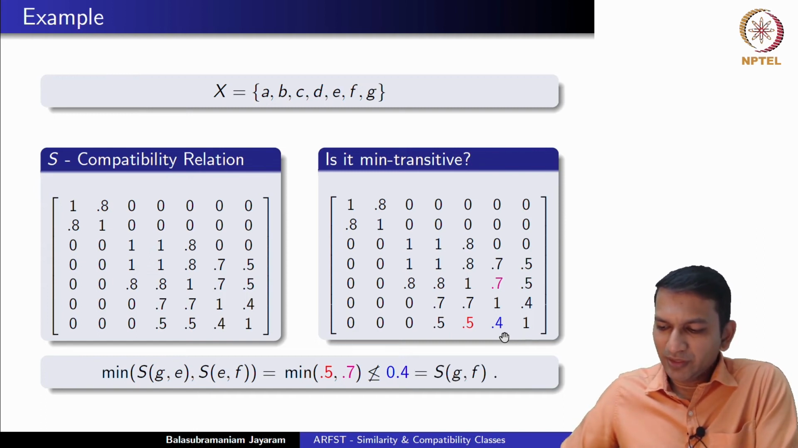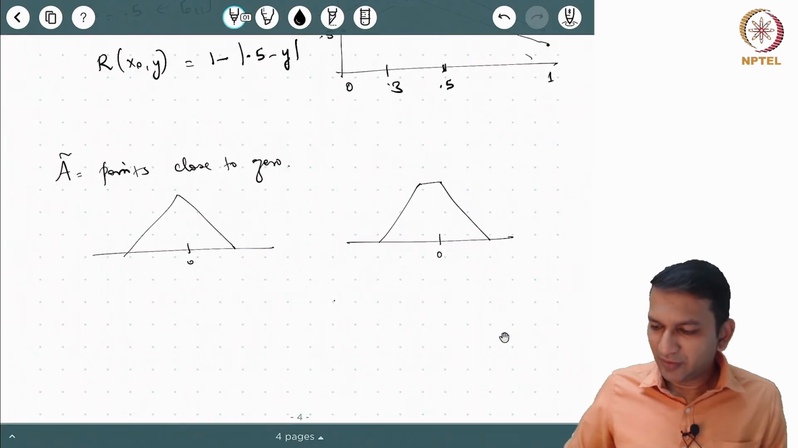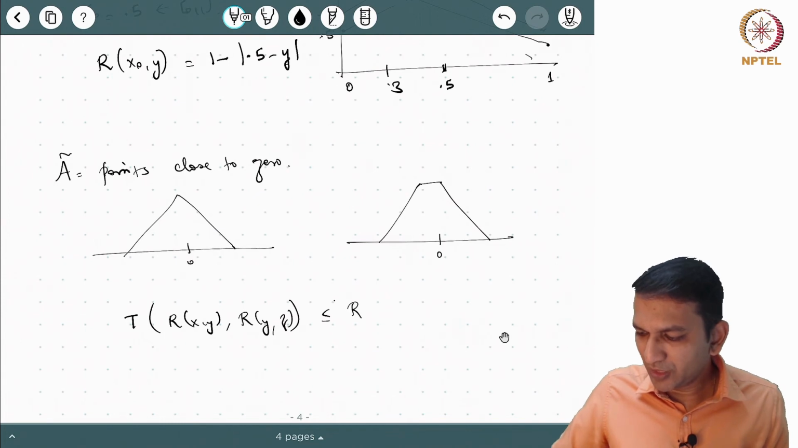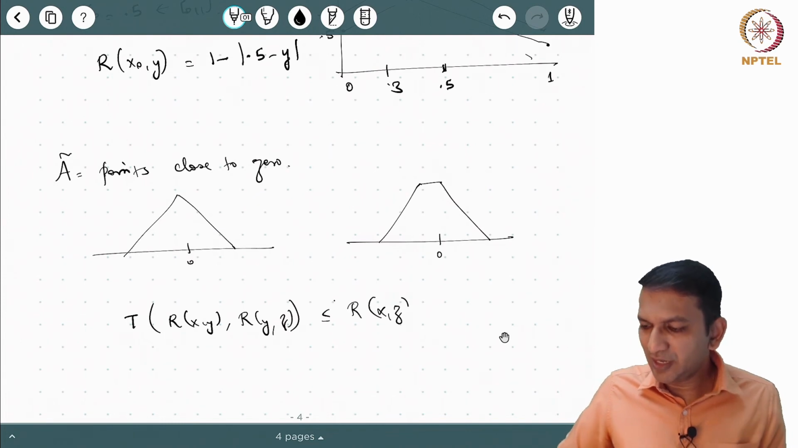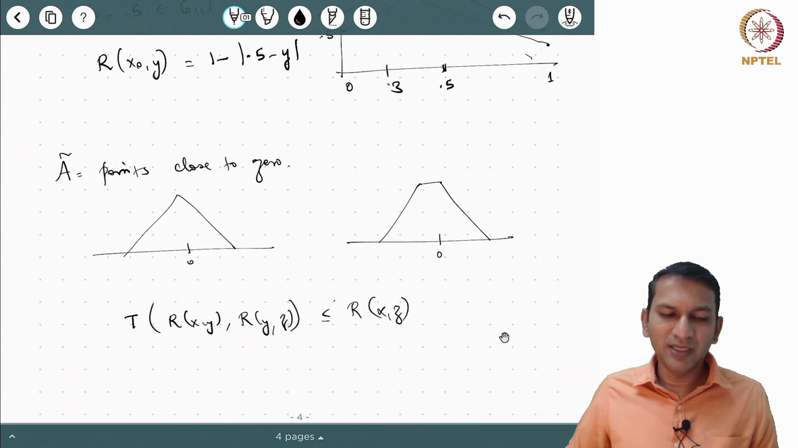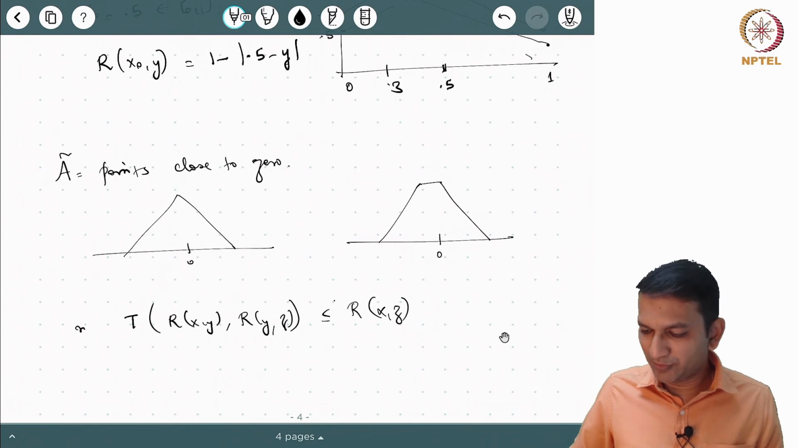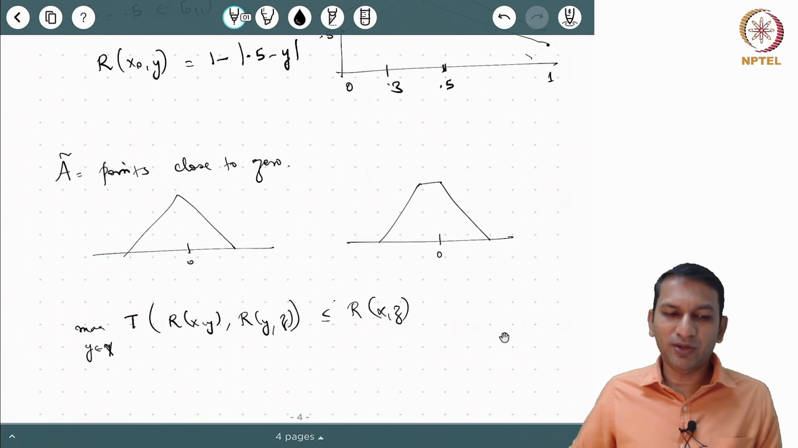Recall, what we want for transitivity, for T transitivity, is that T of r of xy comma r of yz should be less than or equal to r of xz. That means r of xz should be at least as big as T of r of xy comma r of yz. In fact, for every y, that's what we want. We also put a max here. But even for one y, if this is not valid, then we know that it is not transitive.